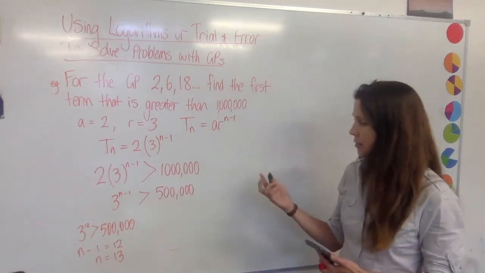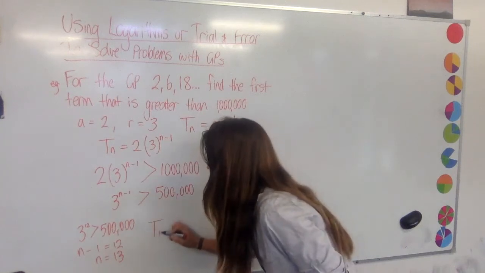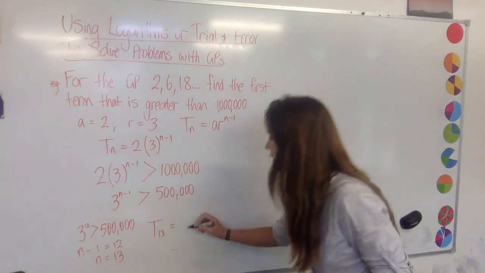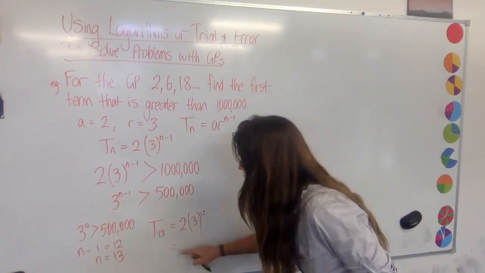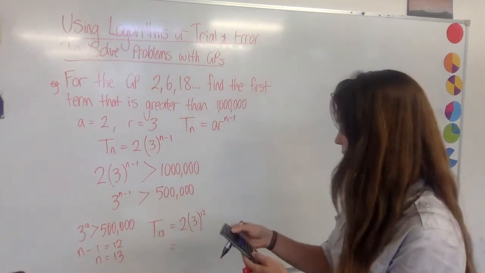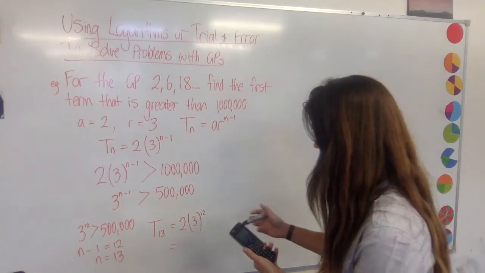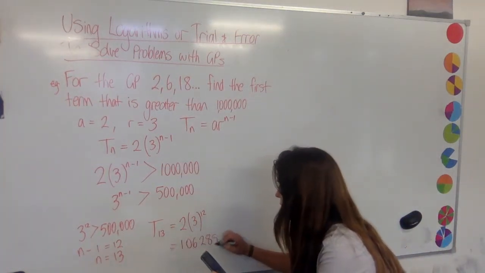Okay, now if n is 13, I can easily see what the 13th term is by just saying, all right, the 13th term is going to be 2 times 3 to the power of 12. What does that give me exactly? Type it in, 2 times 3 to the power of 12, and that is 1,062,882.